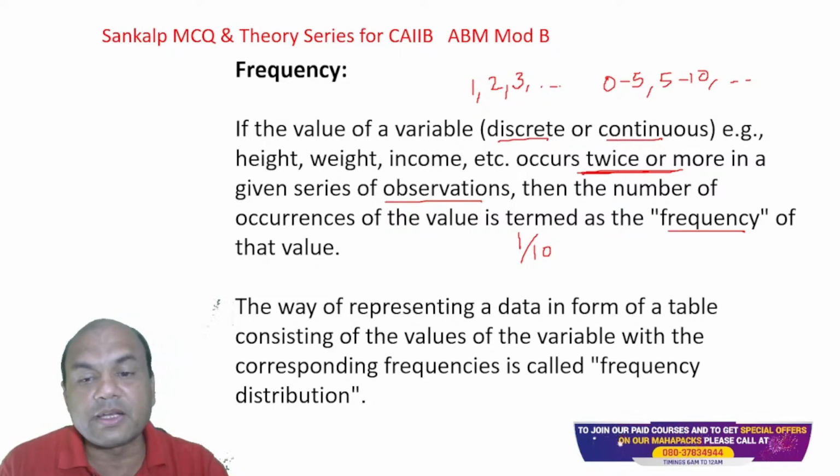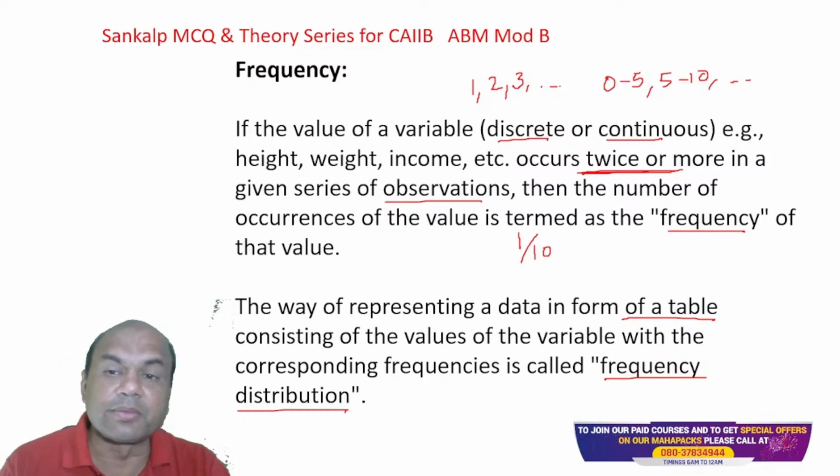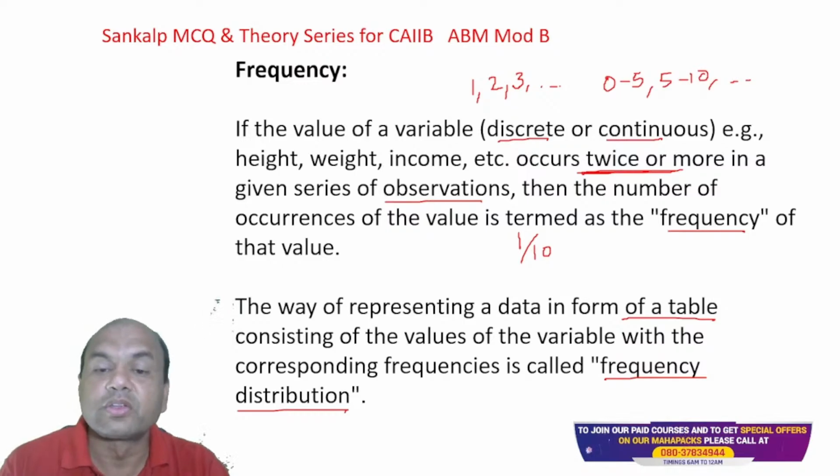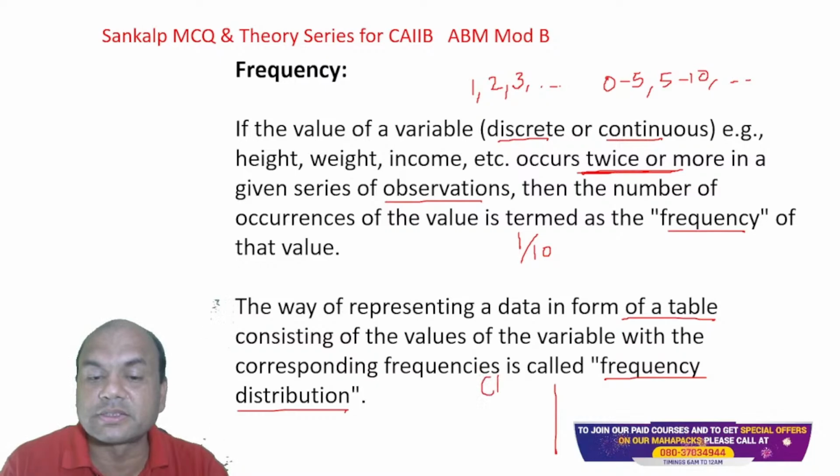The way of representing a data in form of table consisting of values of a variable with the corresponding frequencies is called as frequency distribution. What is distribution? The way of representing the data in form of table. Suppose if I take 0 to 5, 5 to 10, 10 to 15 and so on. When I make the table out of this, this is known as my class and this is known as my frequency.